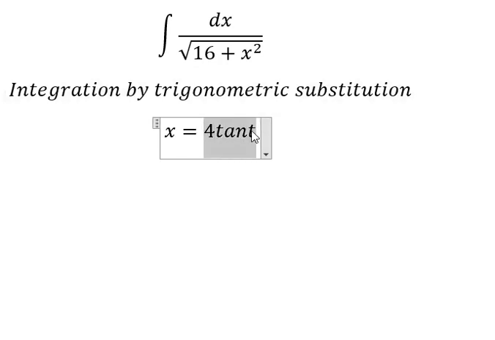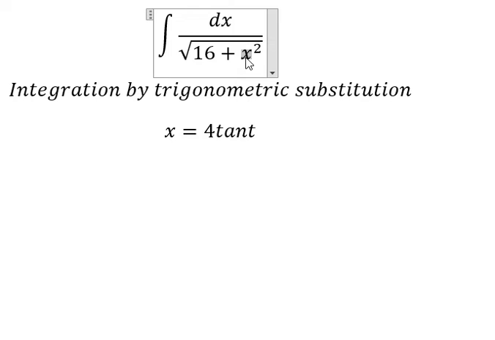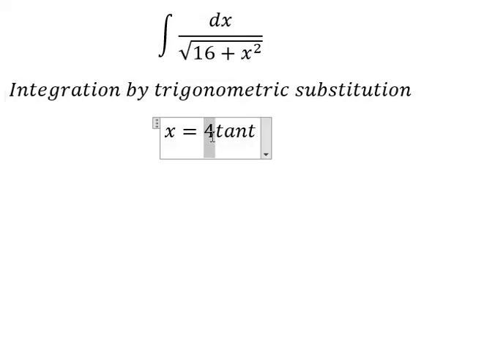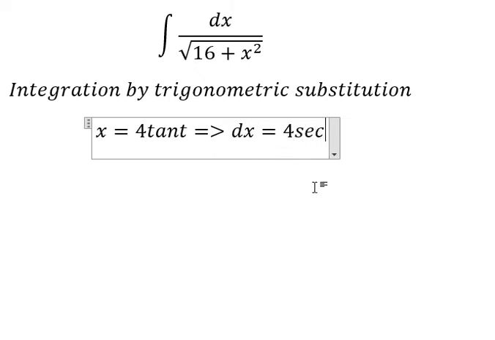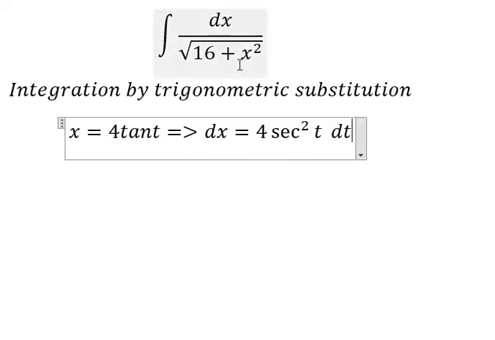Because if I put this one here, we have 16 tan t squared. Number 16, we can do factorization. 1 plus tan t squared, we change by secant of t squared, and later we simplify the square root and ds. Next, we need to first take the derivative of both sides, and we have 4 secant of t squared dt.